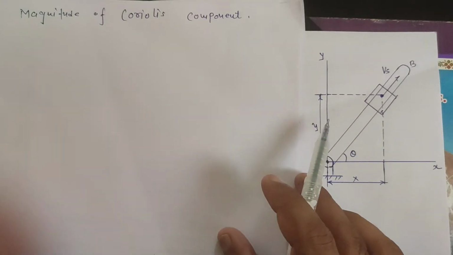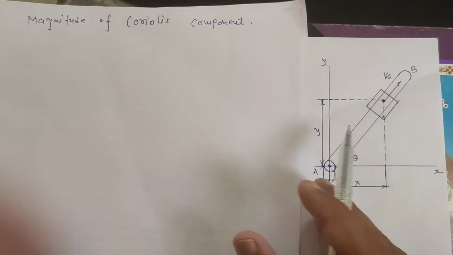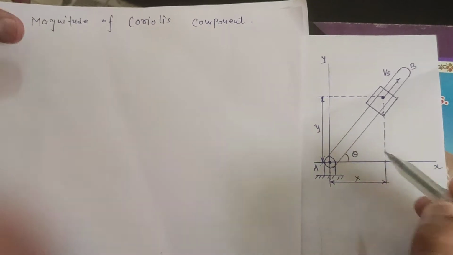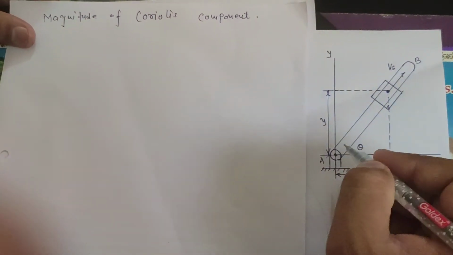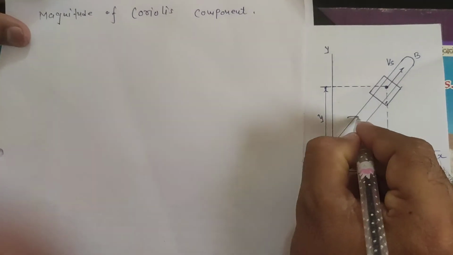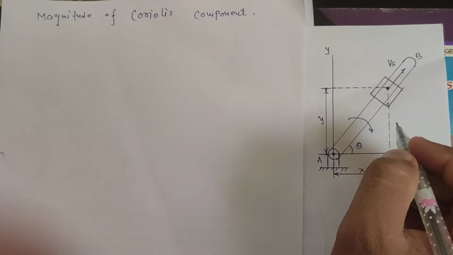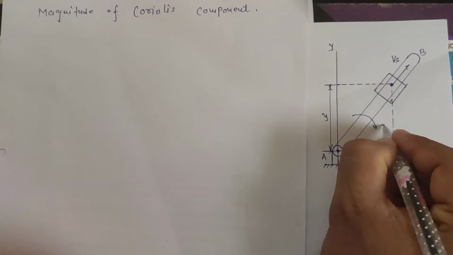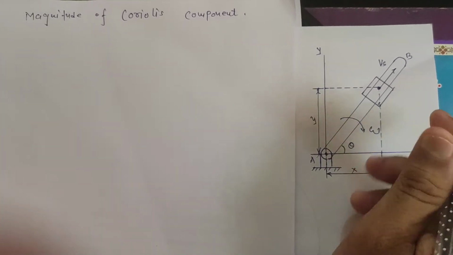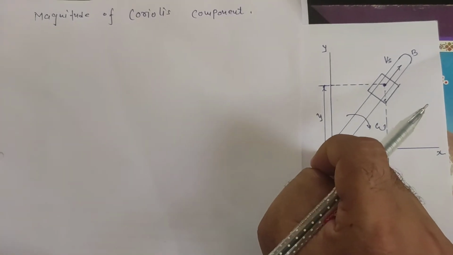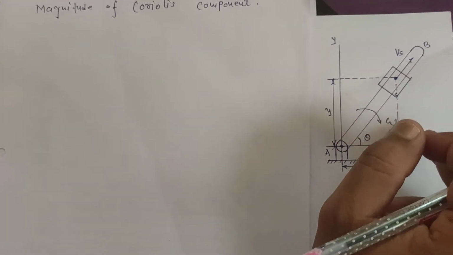For the magnitude of the Coriolis component we have to consider this figure. Consider a link AB which rotates with an angular velocity omega about a fixed point A in a clockwise direction.